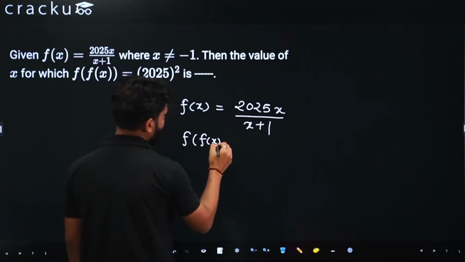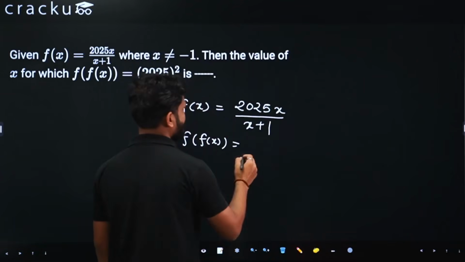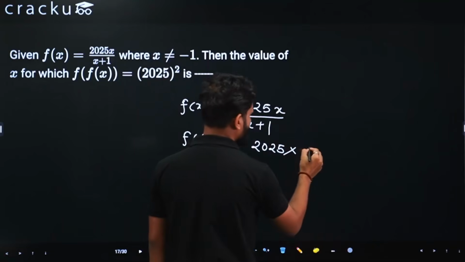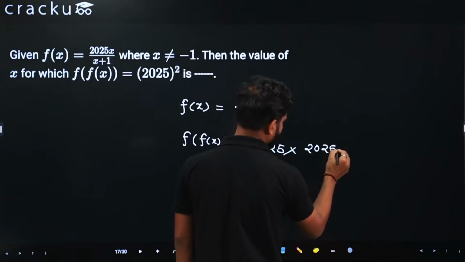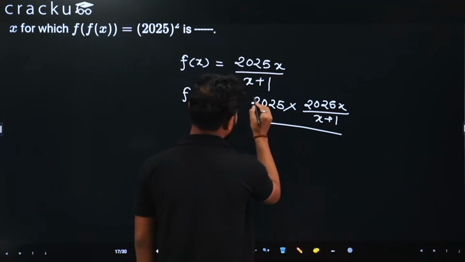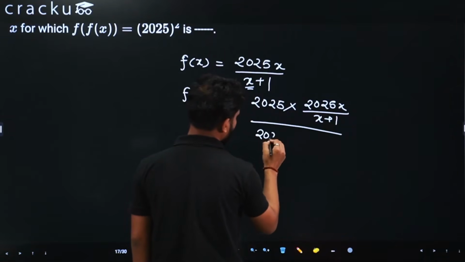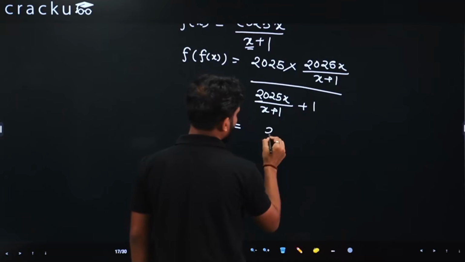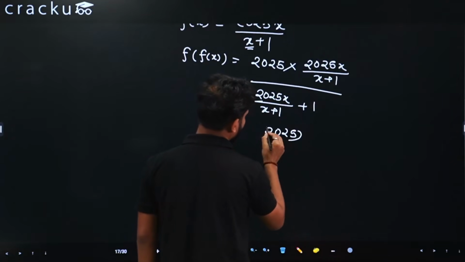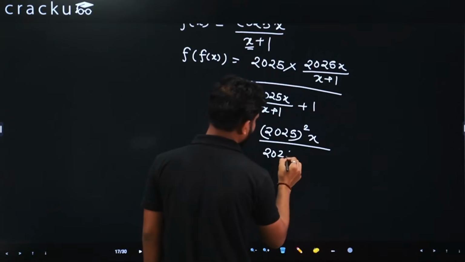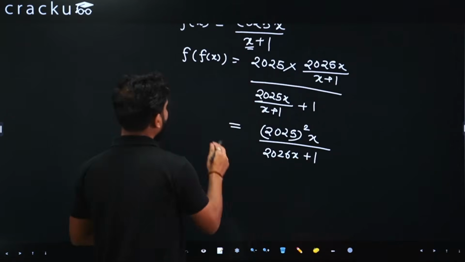f of f of x will be, instead of x, just put f of x. So this will be 2025 into, what is f of x? It is 2025x upon x plus 1, divided by, instead of x, put f of x. So 2025x upon x plus 1, plus 1. If you simplify, this will be 2025 squared x upon 2026x plus 1.